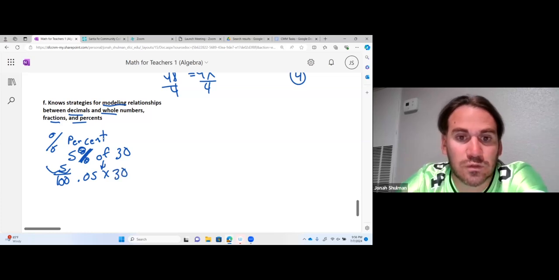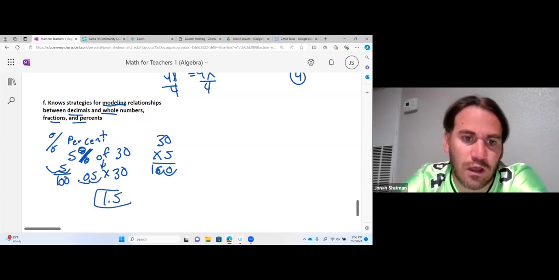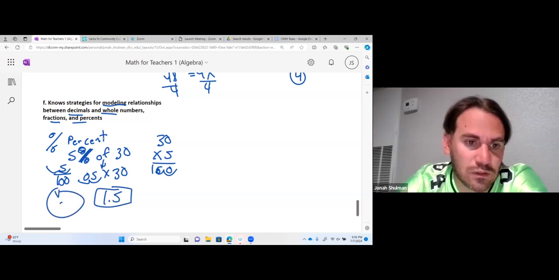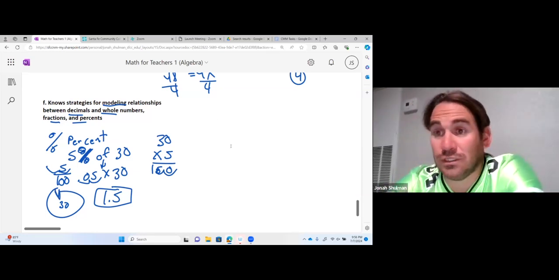0.05 times 30. Well, what's 30 times 5? That's 0. 5 times 3 is 150. We're going to move it how many times? Uno. Dos. Just dos. 1, 2, yeah, two places. So what is 5% of 30? The answer is 1.5. 5% of 30: this whole thing is 30, and a little 5% slice is going to be 1.5. That's really all it is.